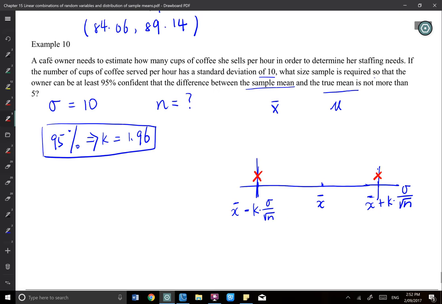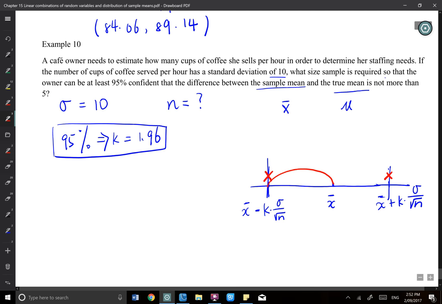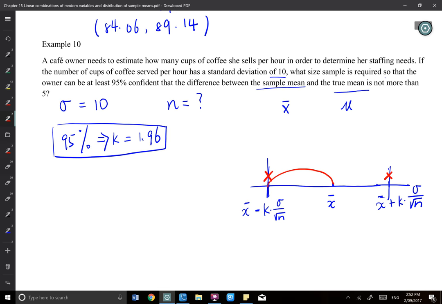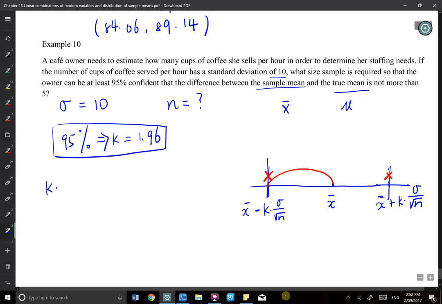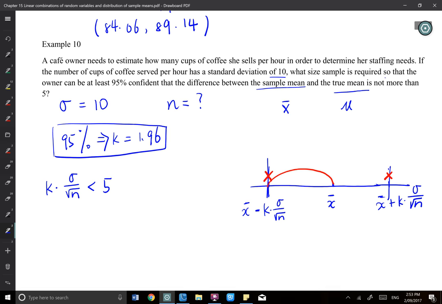So I want this distance less than 5. What I need is k times sigma over root n less than 5. It's not 5, not more than 5. It can be 4. Why not necessarily 5? No more than 5. Well, the farthest point can be 5, but that also includes 4. What I need is not more than 5. The maximum difference can only be 4. It's fine, it depends on what n I take. But the 5 is the worst case I want.